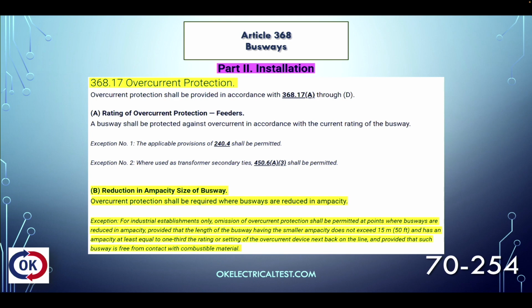So as long as I'm not exceeding 50 feet from that, I'm at least 1/3 of the ampacity of the overcurrent device next back on the line, and I'm in an industrial establishment that's free from contact with combustible material, then I can omit the overcurrent protection on the reduced ampacity busway. It's a lot of nuance going on there, but they're going to have to mention all that stuff in the test question.